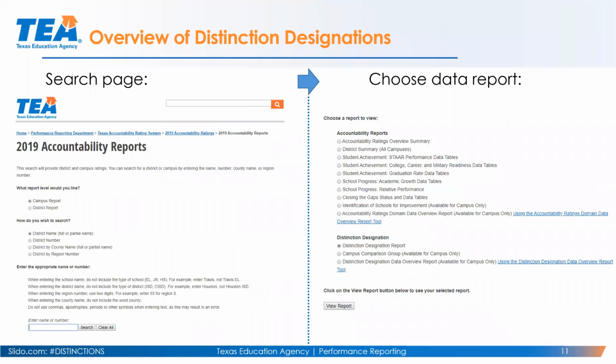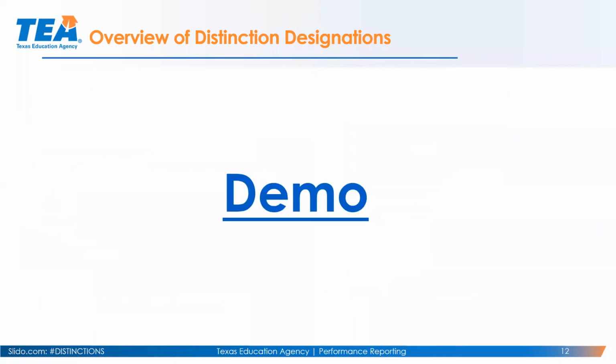On the 2019 Accountability Ratings website, you can download and view reports for a campus or a district. Once a campus or a district is chosen, you can view either accountability reports, such as a report, for example, on the accountability domains, or a report regarding distinction designations. And this presentation will focus on those options for distinction designations. So let's do a live demo of how this will work to pull up a distinction designation through our website.